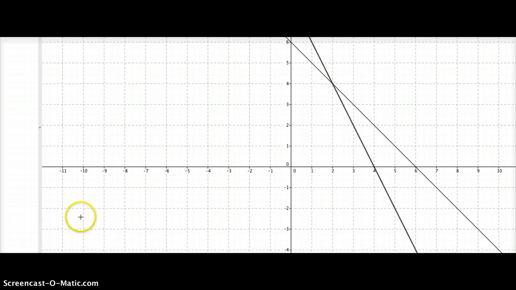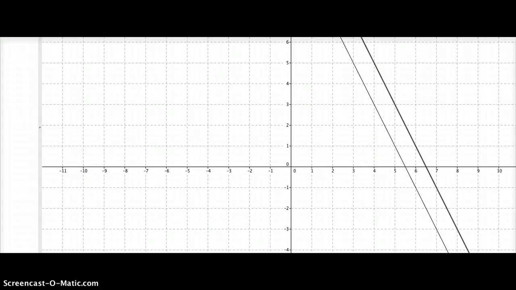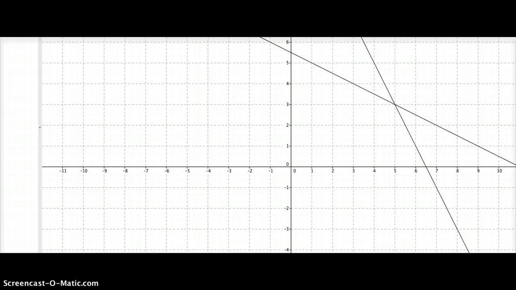Okay, so we get this. Oh, let's get rid of our first two. Okay, and we get, sorry about that. I graphed the first one wrong. There we go. All right, and so these two lines, if drawn correctly, intersect at one point and only one point, which is (5, 3).